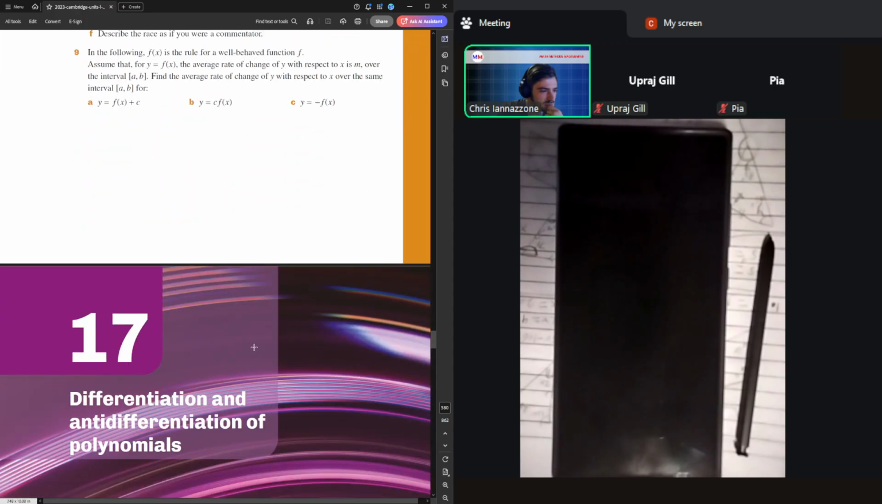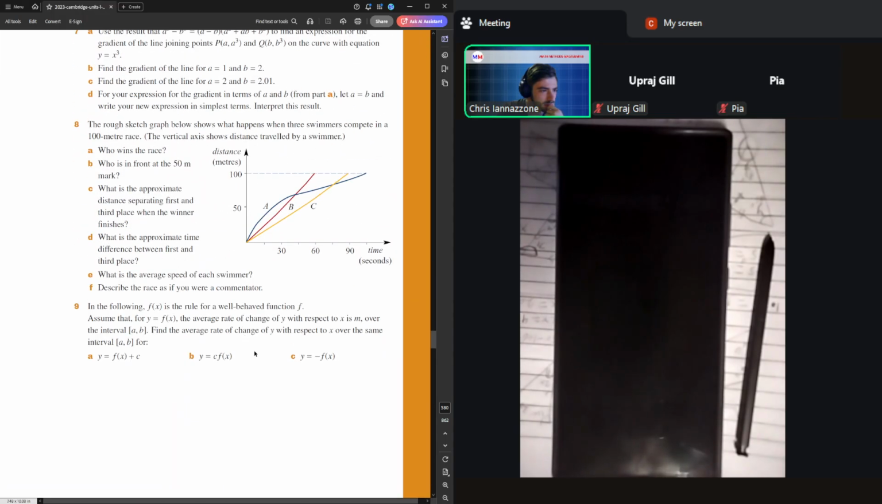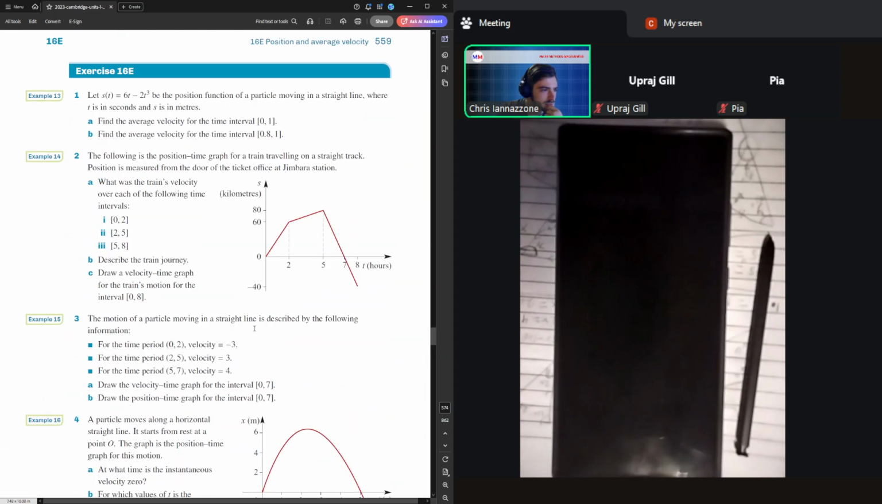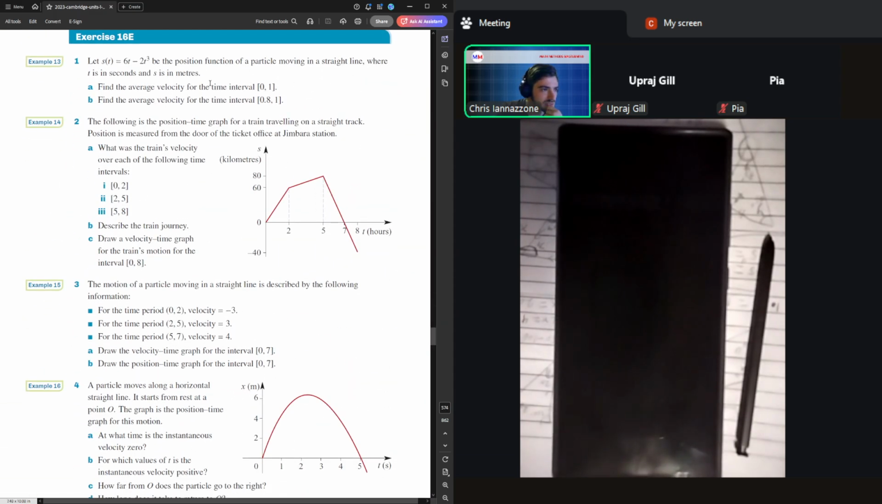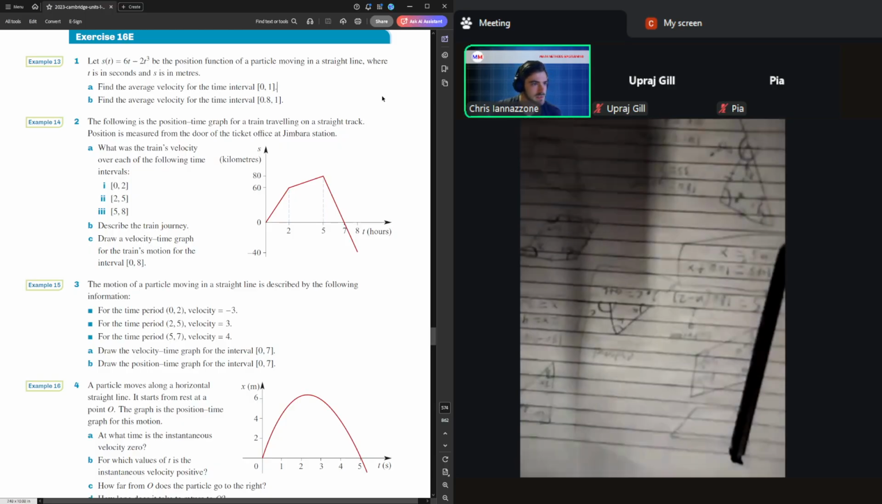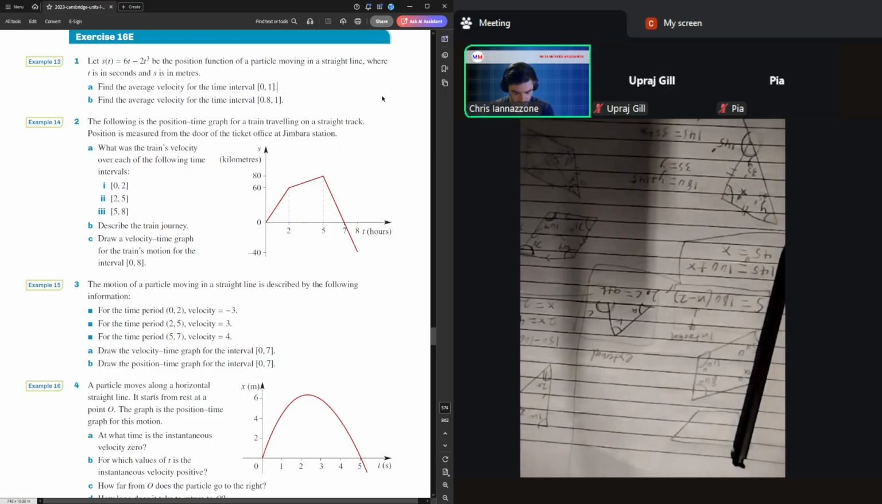How many extended responses do we have? Yeah, okay. Anyway, we'll do some key stuff from here first, starting with just some of the basics. So question 1. We've got a position equation, S of t. We know because it's told to us, the position function. We're told the units, t being seconds, s being meters. Find average velocity over that time interval, 0 to 1. What kinds of things would we be expecting to do?